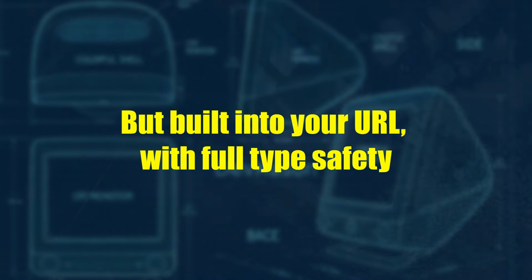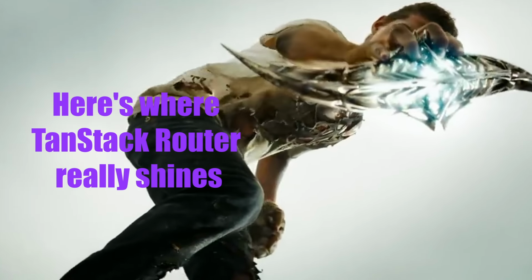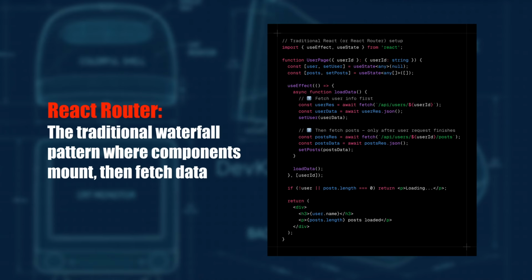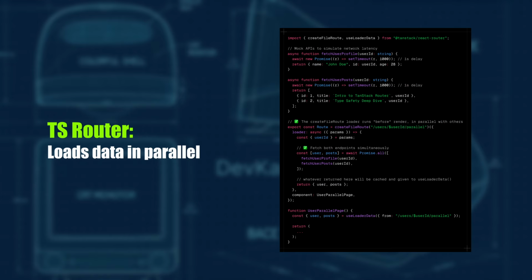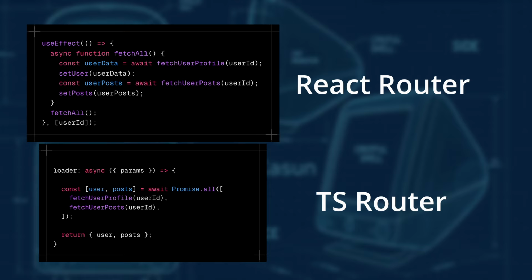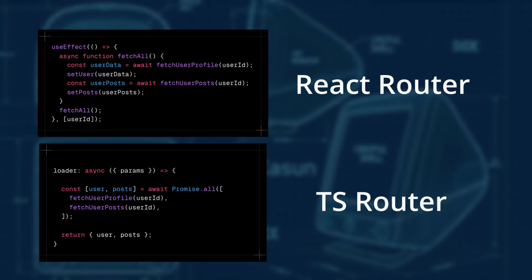It's like Redux, but built into a URL with fully typed safety. Here's where TanStack Router really shines: data loading. Instead of the traditional waterfall pattern where components mount, then fetch data, TanStack Router loads everything in parallel. Instead of relying on useEffect to fetch after render, TanStack Router's loaders run before the components ever mount.